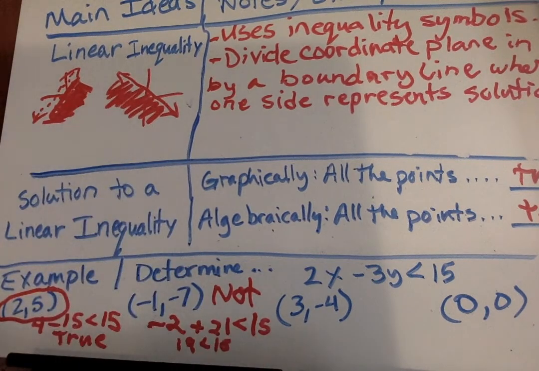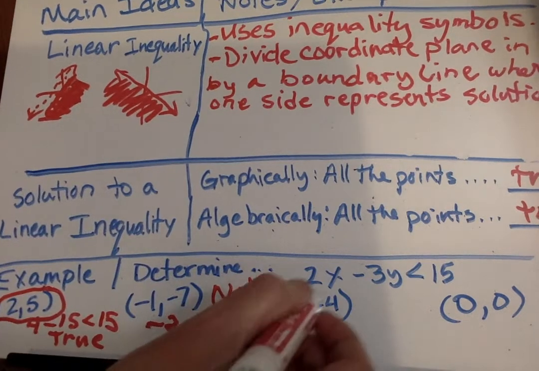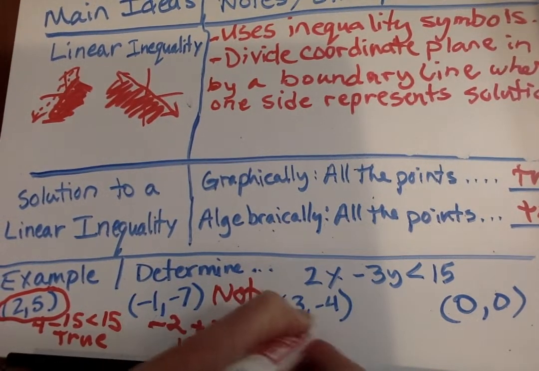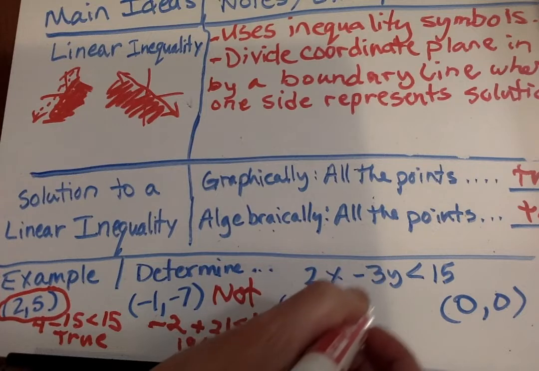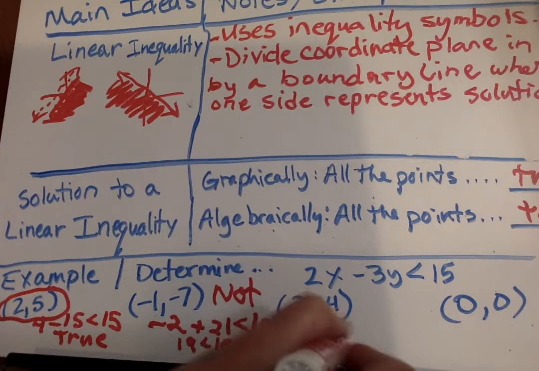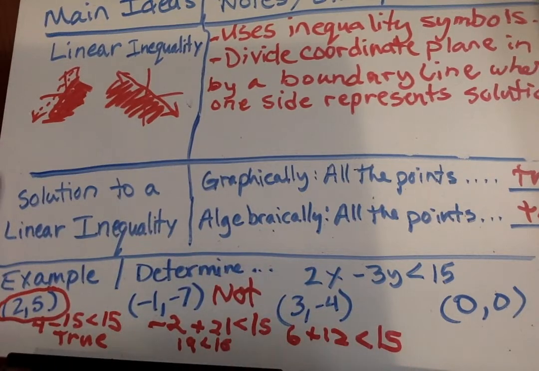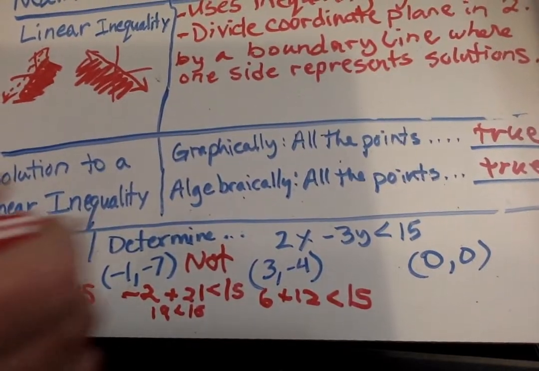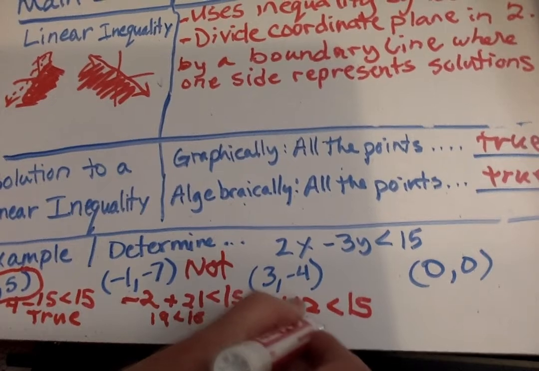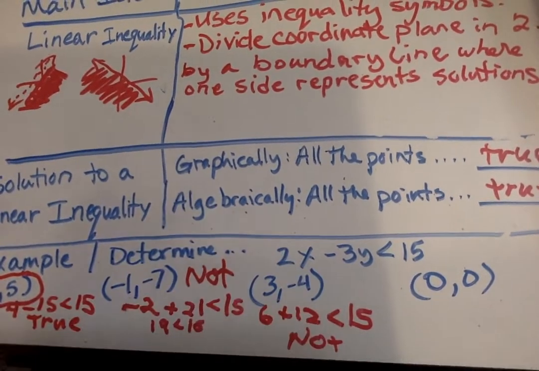Okay, so let's go on to the next one. 3, negative 4. 3 in for x will be 6 plus negative 4 times negative 3, which is 12. Is that less than 15? 6 plus 12 is 18. That is not less than 15, so that is not a solution either.